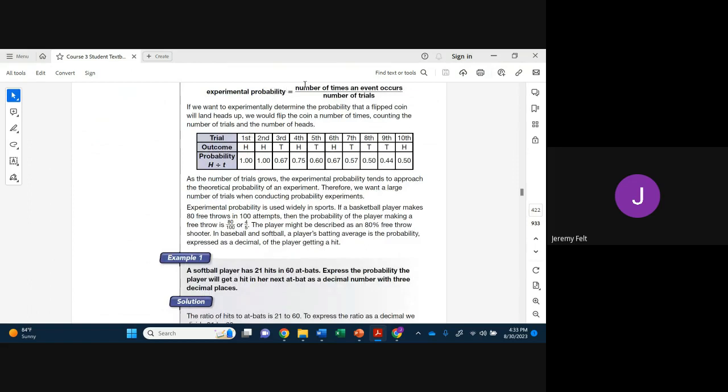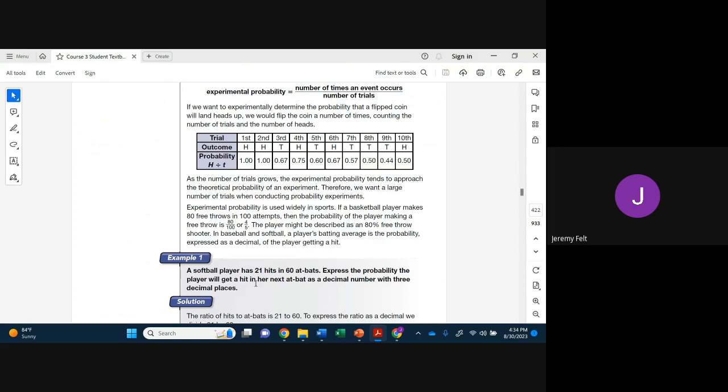Experimental probability is the number of times an event occurs over the number of trials. So experimental probability obviously works out to be different than the theoretical probability. More than likely, there could be that chance we flip it 100 times and it ends up being 50-50, but it's probably going to be around that 50%, but not exact because it's experimental. It's actually being performed.